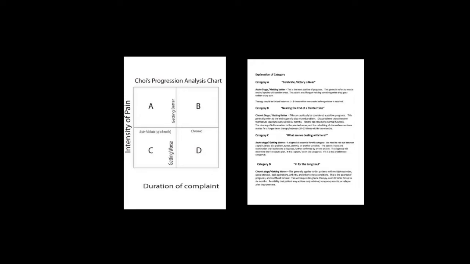So make the prognosis and have confidence in your abilities and skills. Okay, so category B is chronic. This is a condition where the pain has been there over 6 months, but the pain is getting better. This can cautiously be considered a positive prognosis. This generally refers to the end stage of lower back disc-related problems.